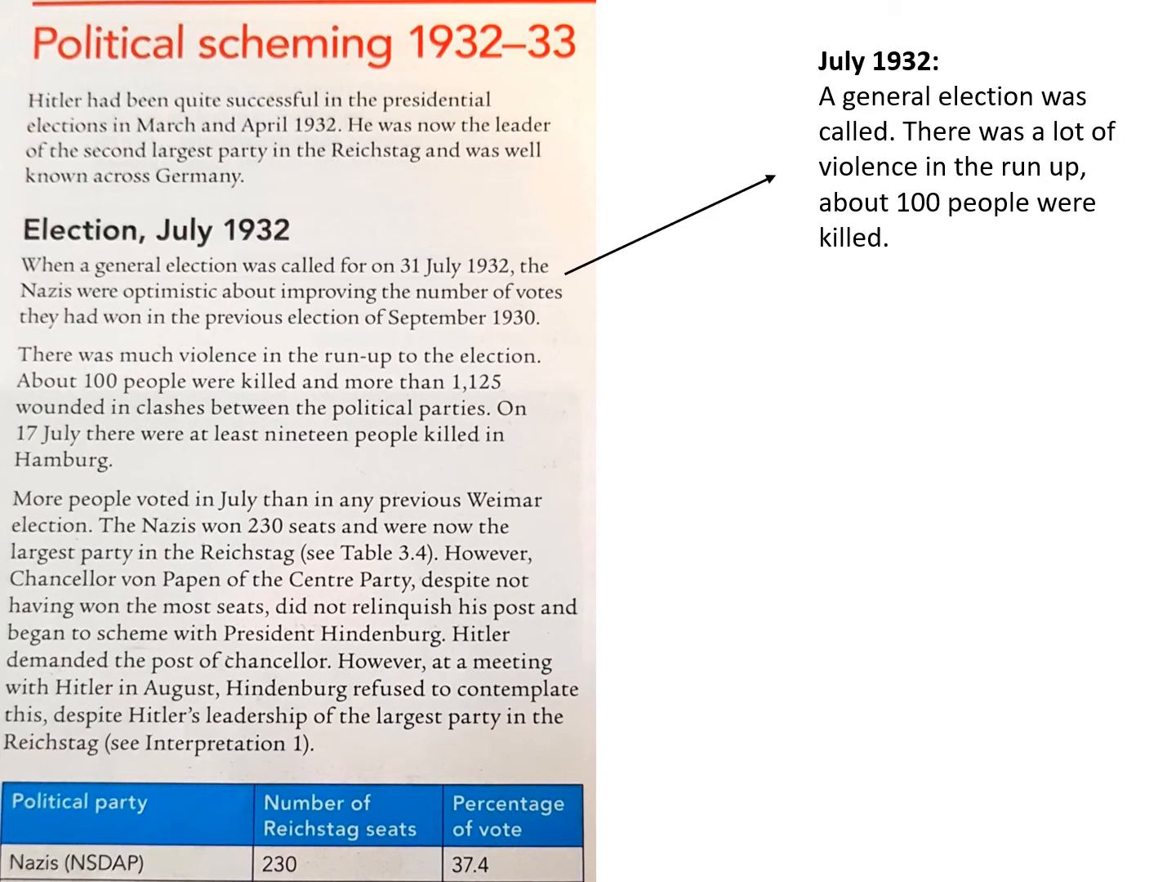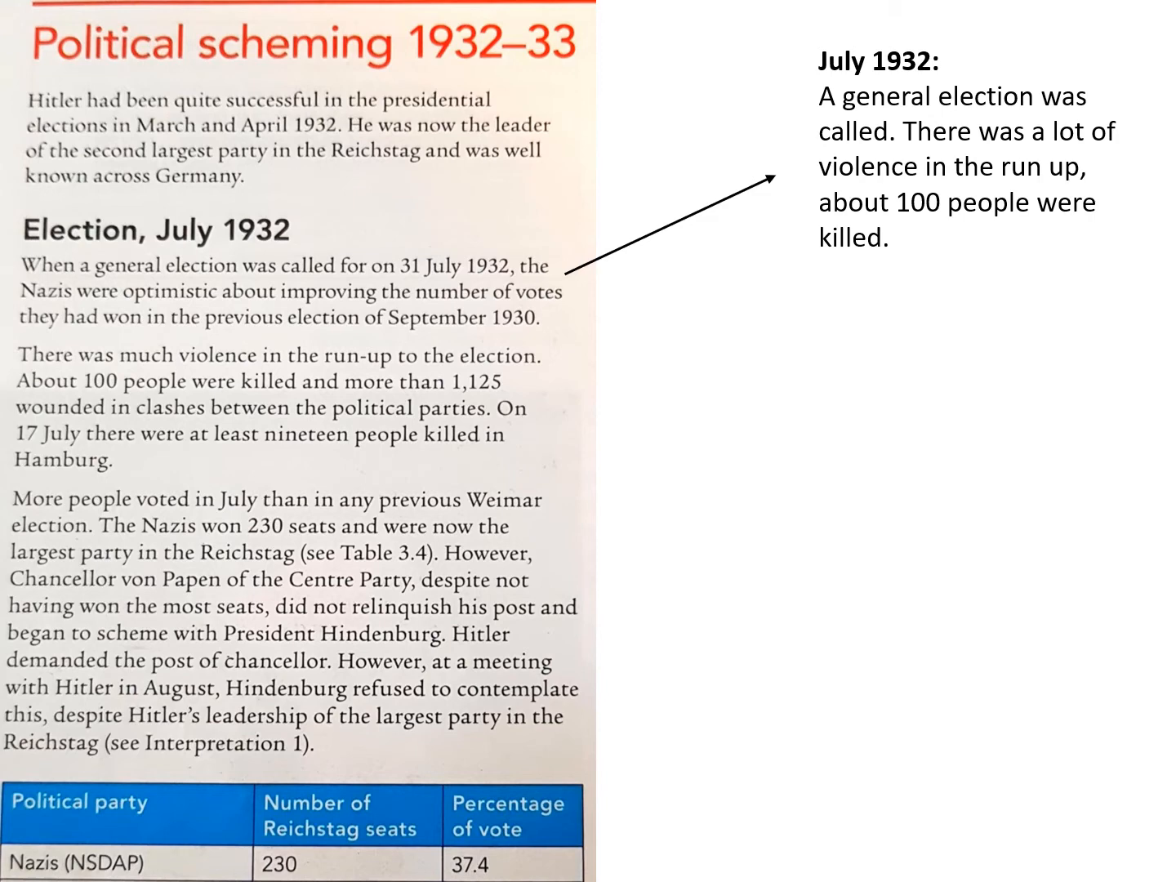Right, I'll read the next bit at the bottom there, okay? So this is going to be the second thing we'll pick out. So, the election, remember the election is being held on the 31st of July. More people voted in July than in any previous Weimar election. The Nazis won 230 seats and were now the largest party in the Reichstag. You can see at the table at the bottom there, they've got 37% of the overall vote, so they've got the majority.